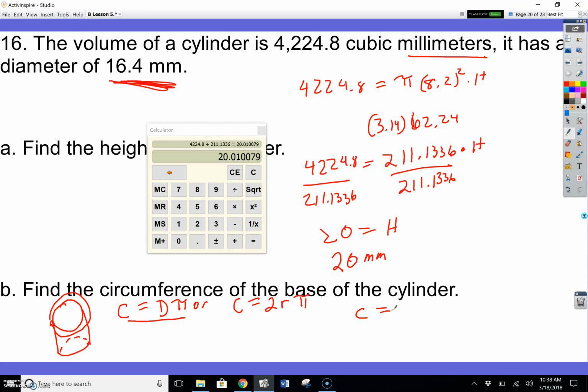So circumference is equal to 16.4 times pi, which is 3.14. So we're just going to multiply that by 3.14, and let's see what I get. So I'm going to do 16.4 times 3.14, and I'm going to get a final answer of 51.5. Okay?